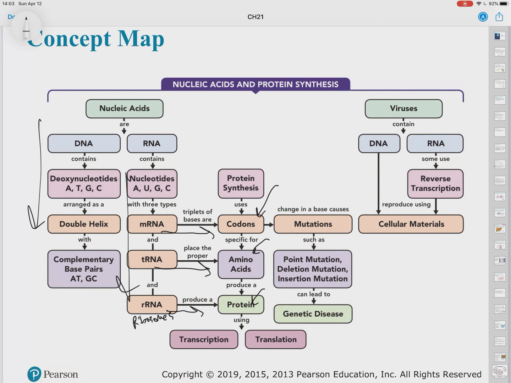We know that codons can have mutations in them, and there could be point mutations, deletions, insertions, which are known as frame shift mutations, but also silent mutations. And then viruses. They can come with DNA or RNA, and if they come with RNA, they have to have reverse transcriptase, the ability to turn that RNA into DNA.